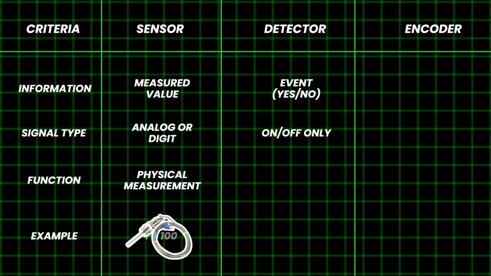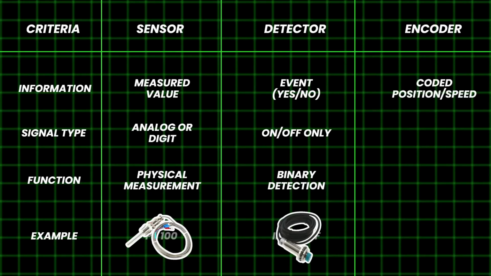So the signal type is on-off only. The function is binary detection. As an example, we have the inductive sensor, this one. And the encoder, we have a coded position or speed.